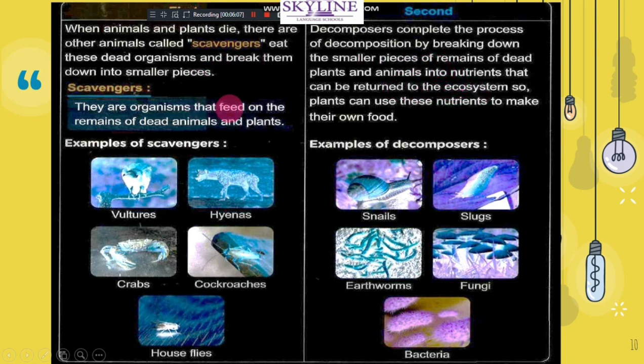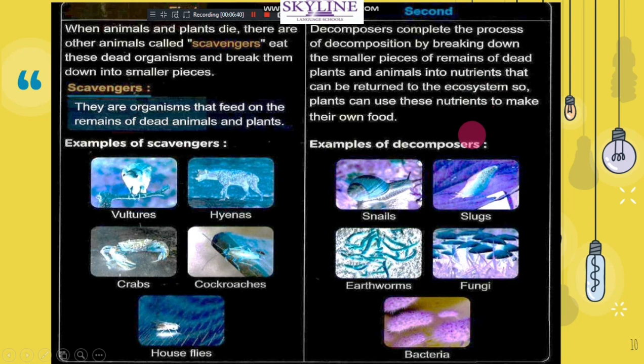Again, at first, when the plant or animal dies, animals called scavengers, like vultures, hyenas, crabs, cockroaches, houseflies, break the body into small pieces. After this, the decomposers, like snails, earthworms, slugs, fungi, bacteria, come and take the small pieces, break them down, and change them into nutrients, returning them back to the ecosystem or the soil.